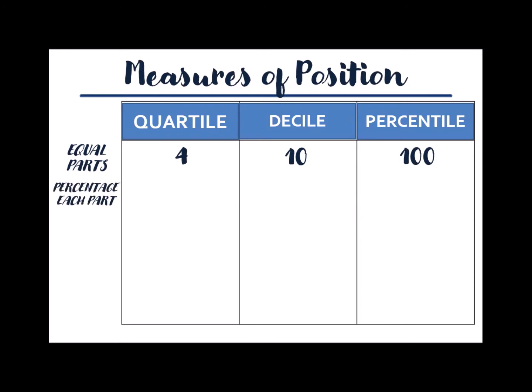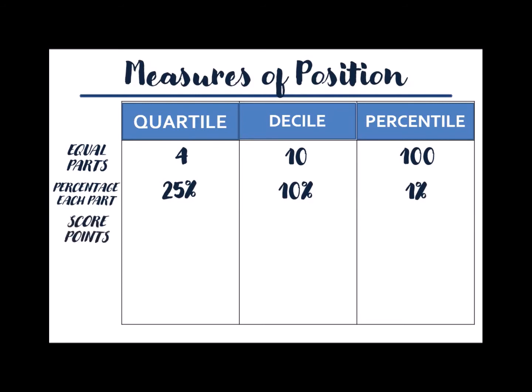The next one. Dahil napag-aralan na natin ang equal parts, ang kabuuan natin ay always 100%. Dahil sa quartile ang equal parts ay 4, ang 100% ay idi-divide natin by 4, kaya ang each part ay 25%. At sa decile naman, 100 divided by 10, magiging 10% on each part. At ang percentile, 100% divided by 100 equal parts, so magkakaroon tayo ng 1%.